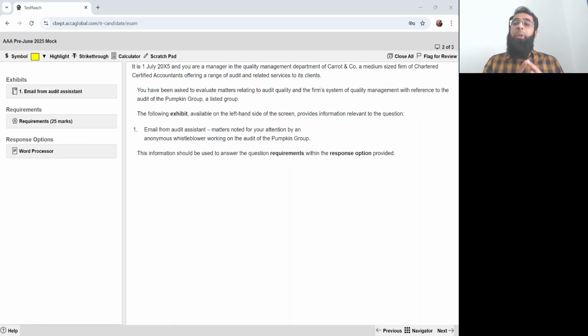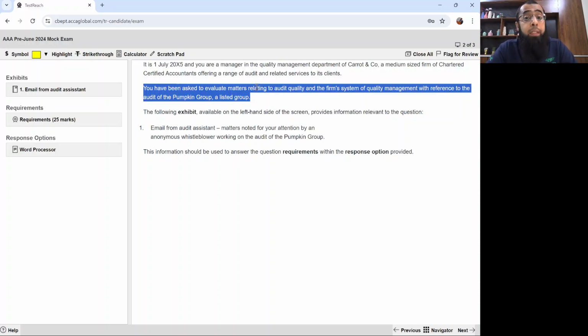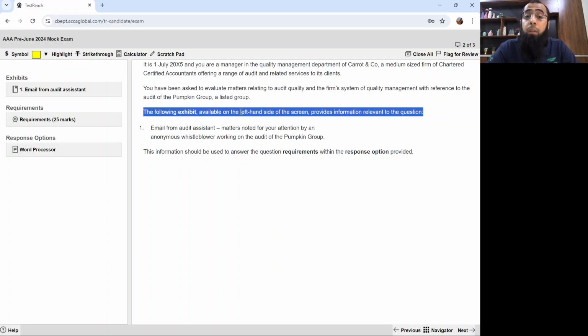Your patience and concentration will be really important throughout the class. Okay, so let's start with it. It is 1st July 20X5, and you are a manager in the quality management department of Carrot and Company, a medium-sized firm of chartered certified accountants offering a range of audit and related services to its clients. You have been asked to evaluate matters relating to audit quality and the firm's system of quality management with reference to the audit of Pumpkin Group, a listed group. The following exhibit available on the left hand side of the screen provides information relevant to the question.